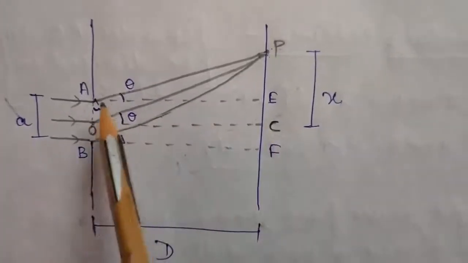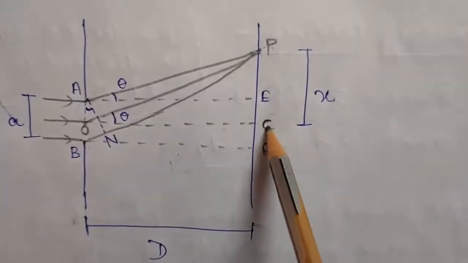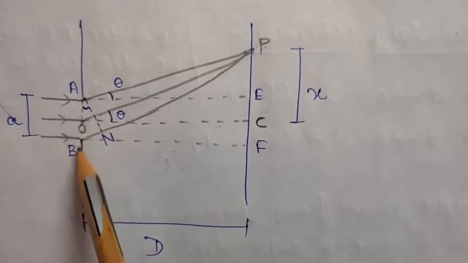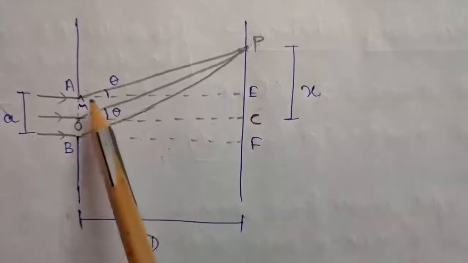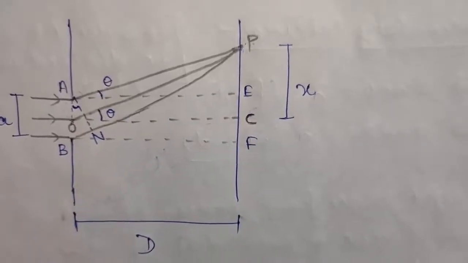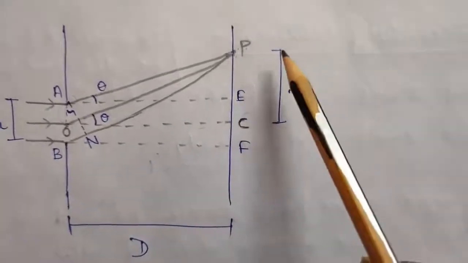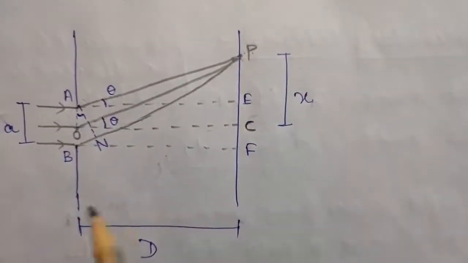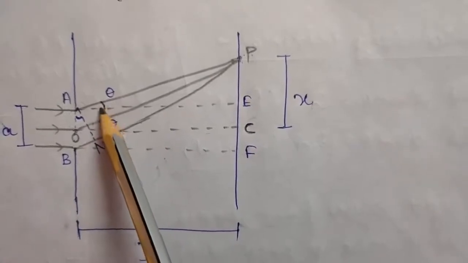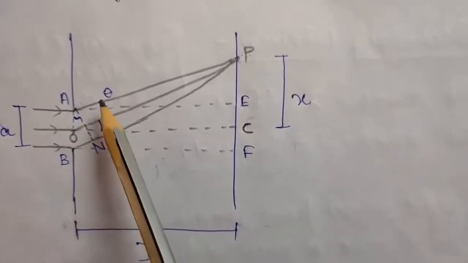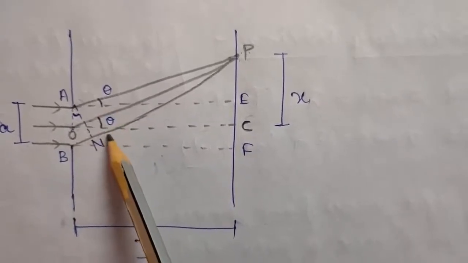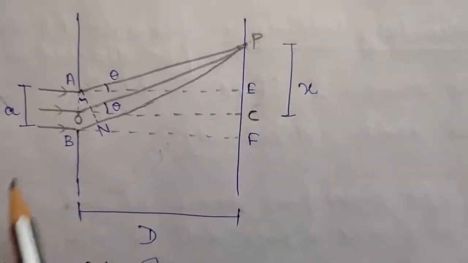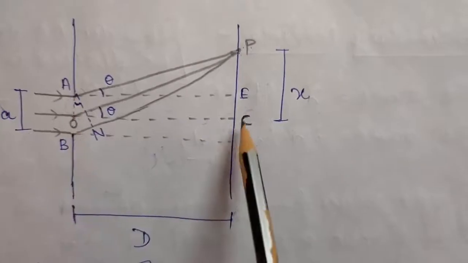Again, if I draw perpendicular lines on the screen, these points are E, C and F, and C is nothing but the midpoint of A and B, because O is the midpoint of A and B and we have drawn a perpendicular, so C will also be the midpoint. One more thing, the distance from C to P we are taking to be X, and this angle we are taking to be theta. If this is theta, obviously this will also be theta.